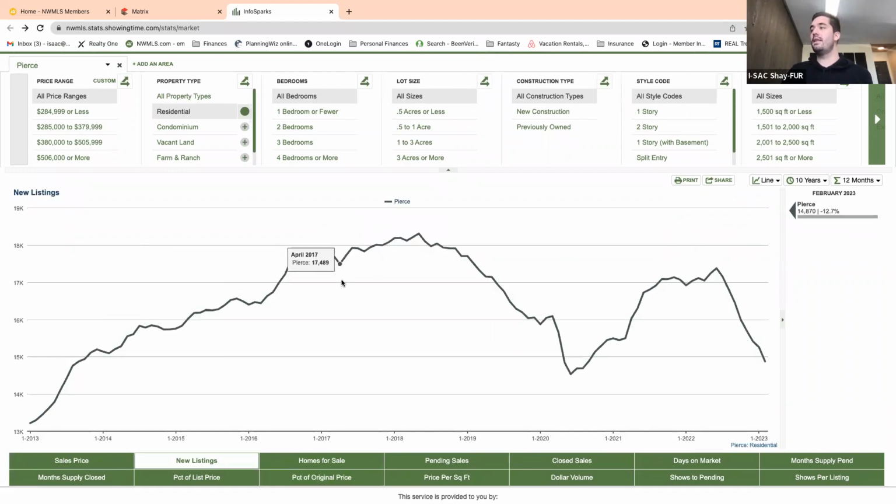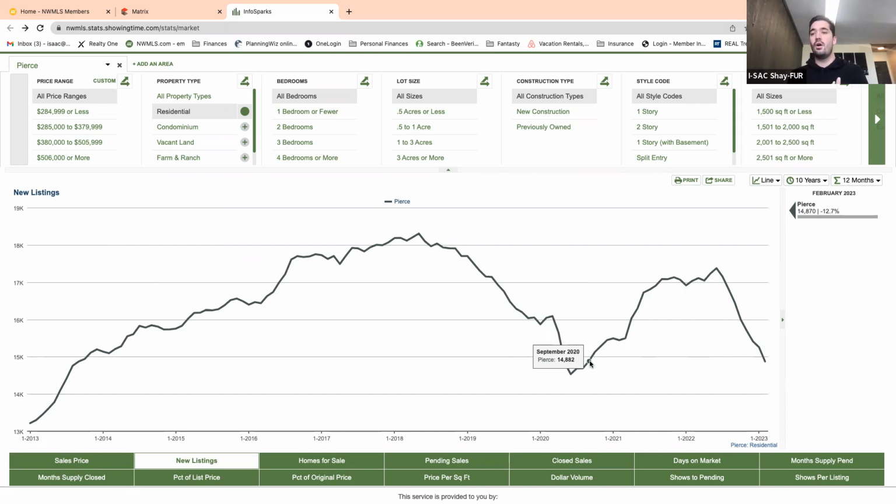Okay, this is one that I think would be really helpful if someone's trying to figure out if they should sell right now. So this is new listings. We are almost at pre-COVID numbers here. New listings are the lowest they've been. In February, they were the lowest they've been, 14,870 since September 2020. That's a really good reason to sell, right?